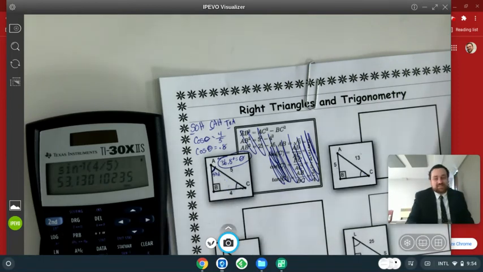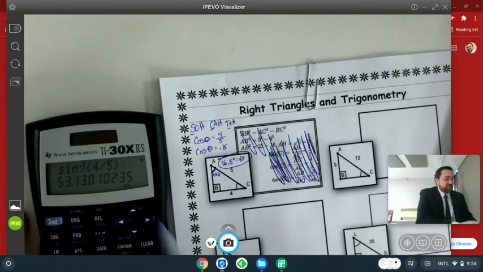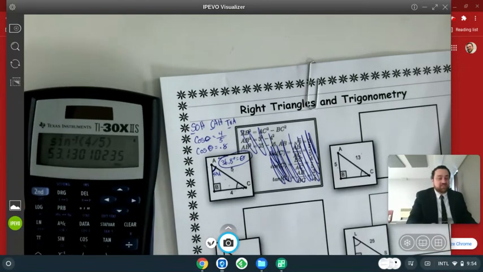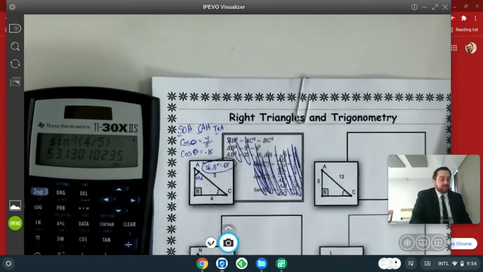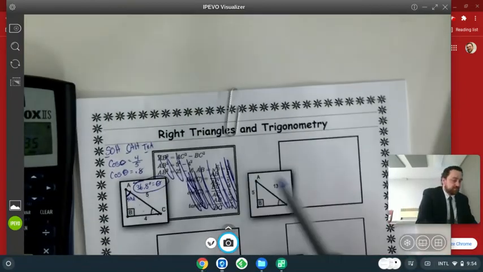It looks like they're going to add up to 89.9. So I think with the rounding, that's 90 degrees. So that kind of tells me I did it right. Okay, I'm going to do one more. Now I got some room.